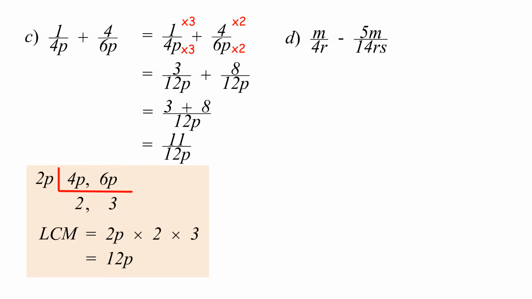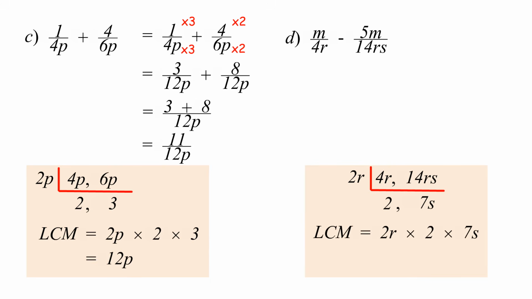D. m over 4r minus 5m over 14rs. Let us find the LCM first. 4r and 14rs also can be divided by 2r. So 4r divided by 2r is 2, and 14rs divided by 2r is 7s. 2 and 7s cannot be further divided already. Therefore, the LCM equals 2r times 2 times 7s equals 28rs.